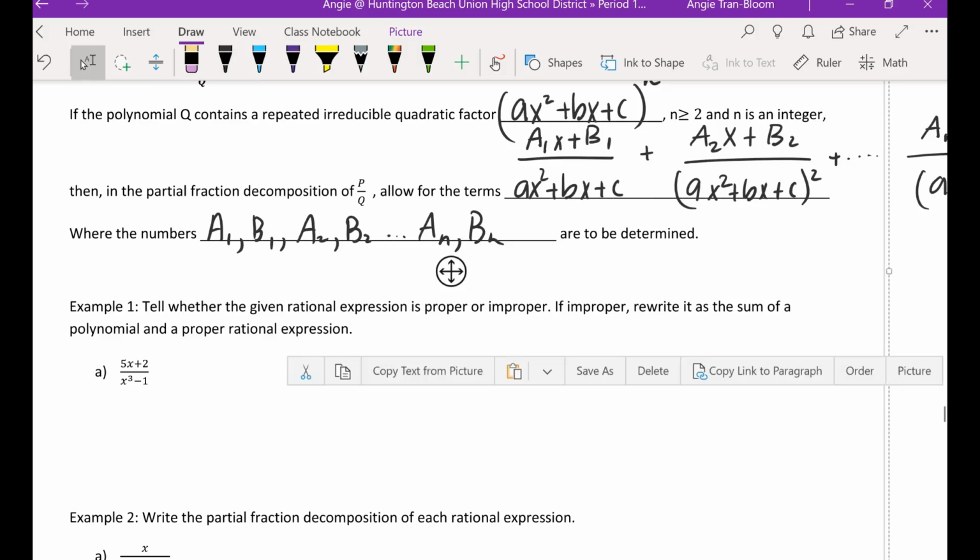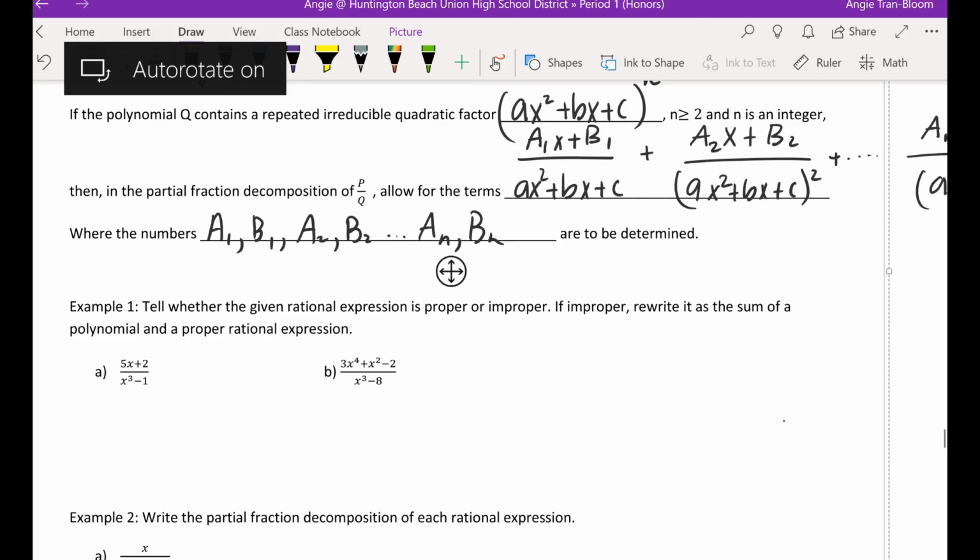Okay, so in this video we are going to start with example number 1. Tell whether the given rational expression is proper or improper. If improper, rewrite it as the sum of a polynomial and a proper rational expression. Again, remind you guys that a proper fraction is when the top is smaller than the bottom, and an improper is when the top is bigger.